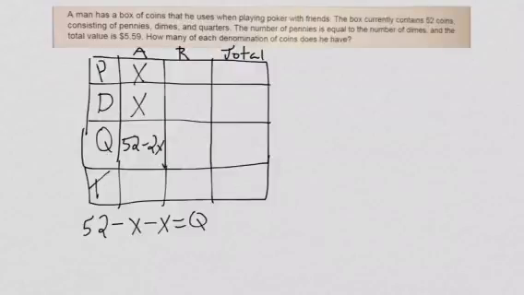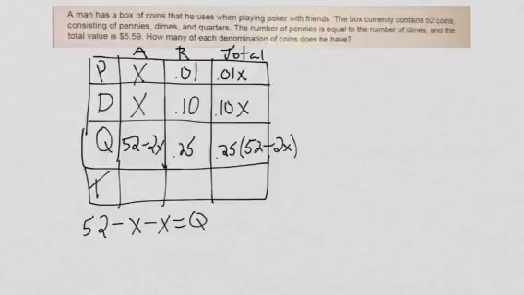Alright, now a penny is worth 1 cent, a dime is worth 10 cents, and a quarter is worth 25 cents. Now to get the total for each one, we just multiply the rate and the amount. So this will give me 0.01x, 0.10x, and then for quarters 0.25 times 52 minus 2x, for a total amount of money of $5.59.